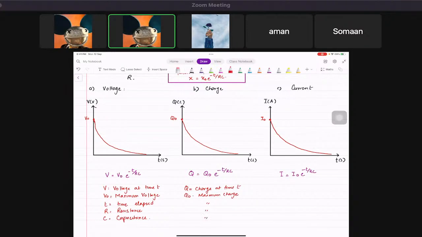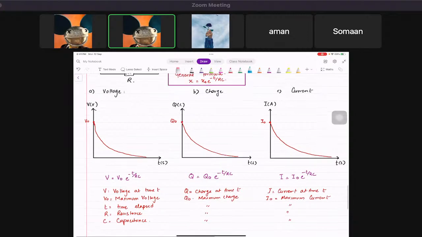And then for I, it is the current at time t, I naught would be the maximum current, that's in the start, and the rest of the things are the same. Now let's suppose they give you a curve and they want you to find something. So they say, okay, at time t, we want to find the current. So you just go to the curve, you check what the current I is here, and then you can use the value of capacitance and resistance to find that I or anything that's missing in the equation. Is it clear, everybody?